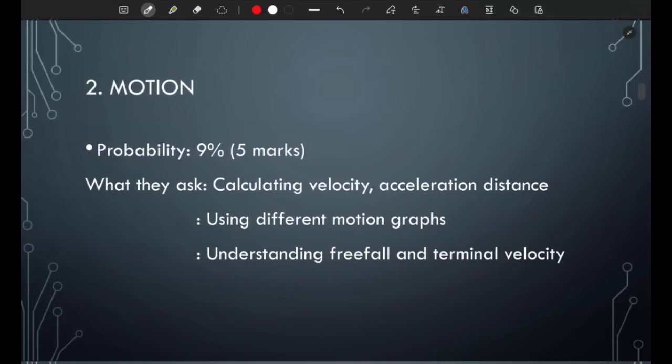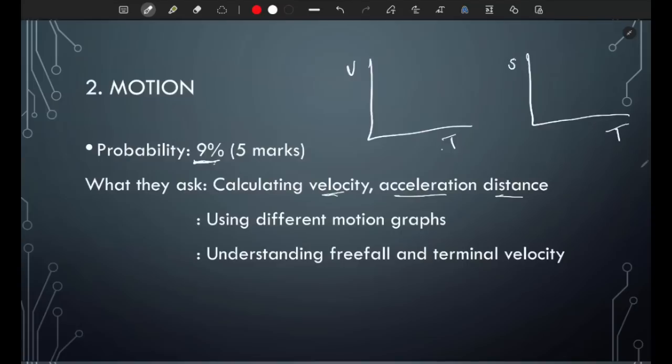Now the second one is motion. So motion takes up about 9% of the paper. That's around 5 marks per paper. So what they usually ask you is to calculate velocity, acceleration, and distance, usually from different types of graphs. So you are required to know the different types of motion graphs. We have the speed time graph, and we also have the distance time graph.